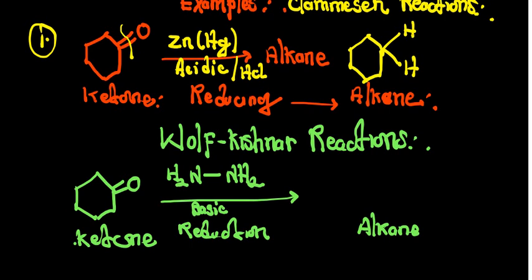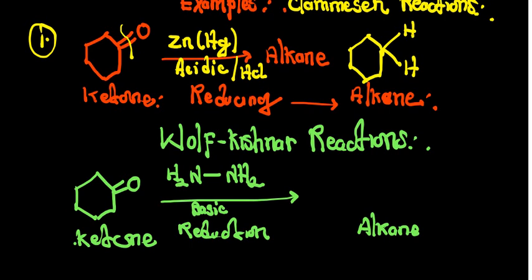And then with the ketone, we are having the hydrazine in the presence of a basic solution to reduce it to an alkane. So a ketone is being reduced to an alkane in the presence of a hydrazine and in a basic solution. That is the Wolff-Kishner reaction. And then for the Clemmensen reaction, we're having the zinc and the mercury in the presence of an acidic solution, reducing the ketones into the alkane.